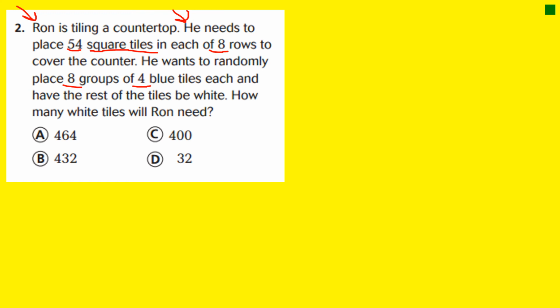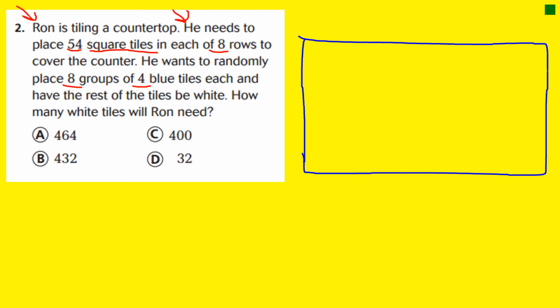Now this again sounds like I can draw a nice rectangle, like for a multiplication array. Okay, so let's take a look-see. Here we go. This is a really long countertop. He has 8 rows, okay? And he wants to put 54 tiles in each row. So 54. 8 rows of 54.